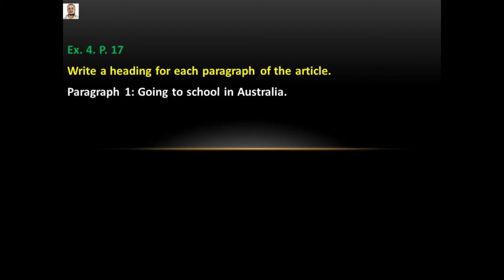Exercise 4, page 17. Write a heading for each paragraph of the article. Indeed, we are talking about the same article. Paragraph 1. This is for example. The heading is Going to School in Australia. A heading is a British term. In American English, they might say topic or title also.